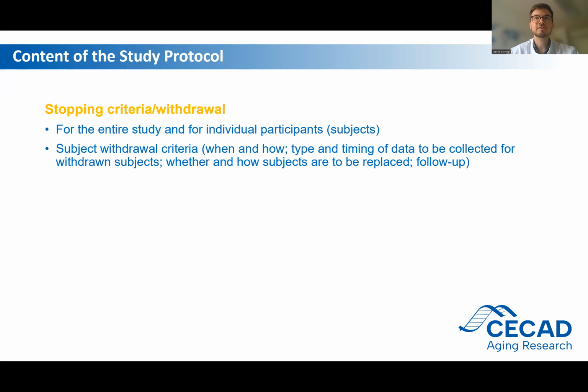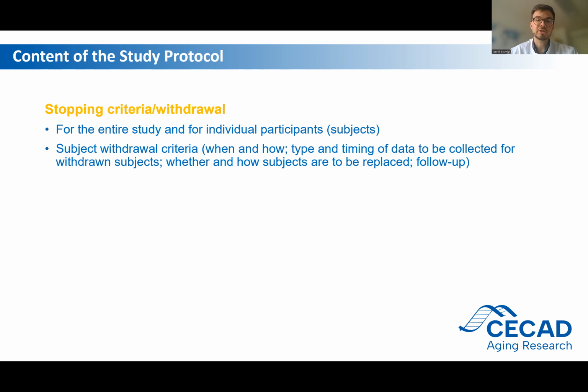Another important point in the study protocol is the specification of the stopping criteria or criteria for patient withdrawal. These have to be defined for the entire study as well as for individual participants. The subject withdrawal criteria define when and how a patient withdraws from the trial, and the type and timing of data to be collected for the excluded patients.